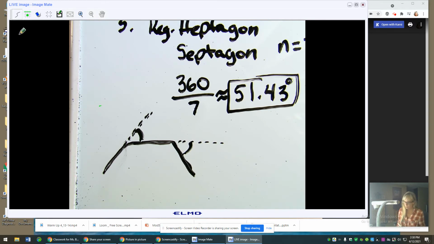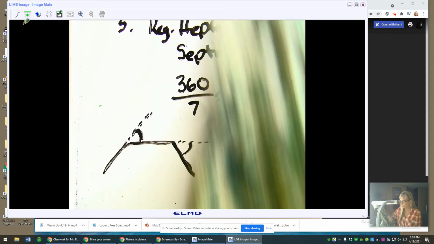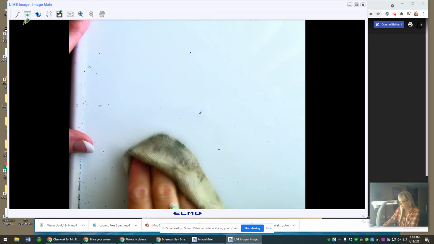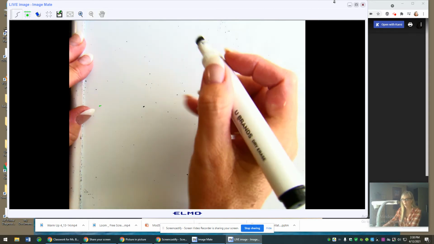All right, number 7. Let me clean things up around here. And I'm going to do number 7 next. I'll let you do 4 and 6, similar to what I just did with 5. Same concept. Number 7 says, given the measure of each exterior angle of a regular polygon, determine how many sides the polygon has. So we're looking for n.